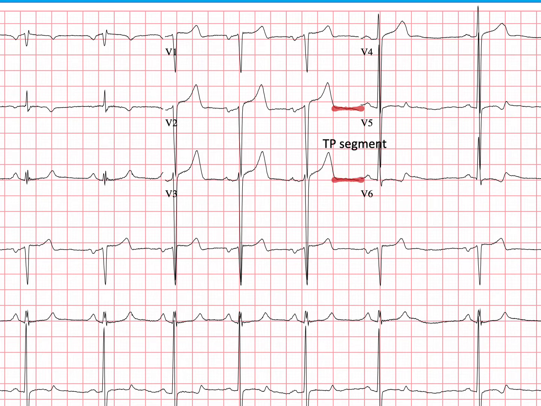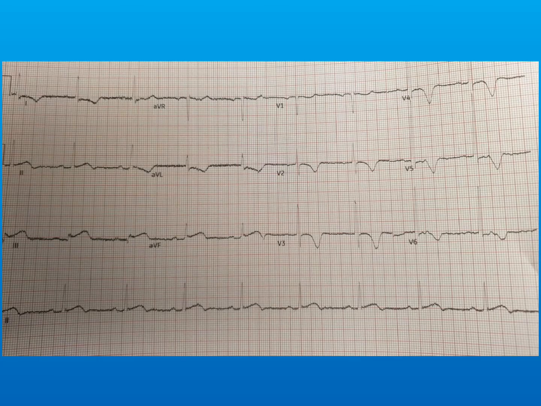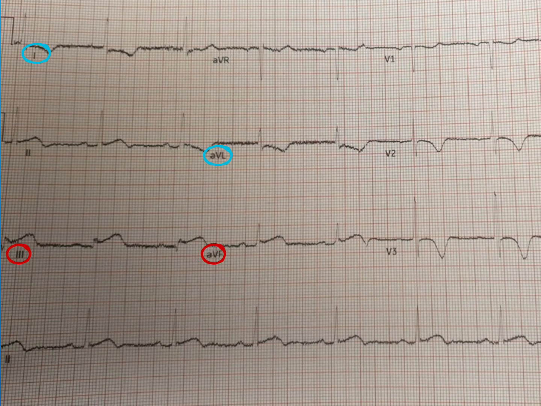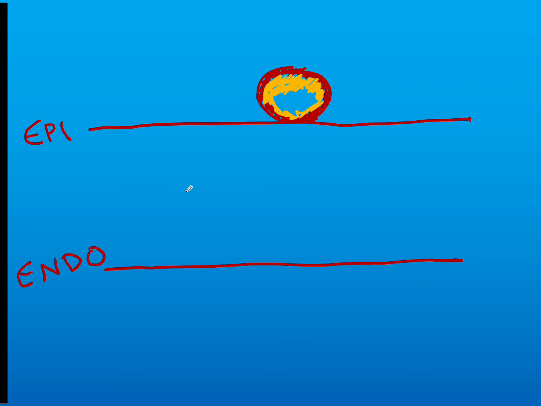Now, in an NSTEMI, we have ST depression, and we often also have T-wave inversions, which we'll get into in the next video. In an NSTEMI, there's a restriction to the blood flow, which causes endocardial ischemia. So the underlying endocardium is affected to a greater degree than the overlying epicardium, which receives the blood first.